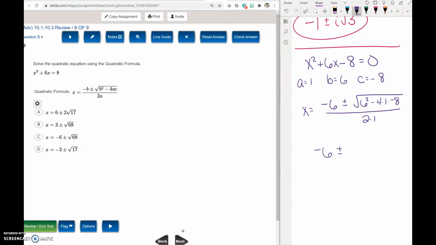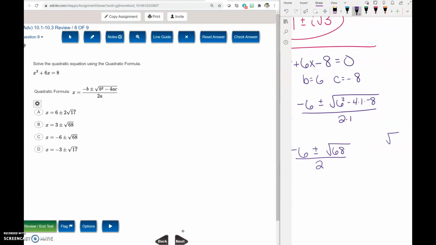In my calculator, 6 squared minus 4 times 1 times negative 8, I get the square root of 68. I'll bet we can simplify the square root of 68, so I'm going to try that here for a second. Square root of 68. Okay, not going to lie, it was a little bit frustrating, but I did find that 4 can be split out of it. So the square root of 4 is 2. That's 2 times the square root of 17.